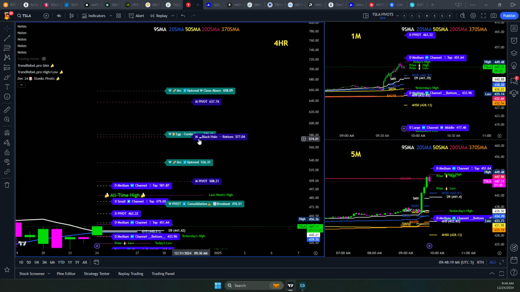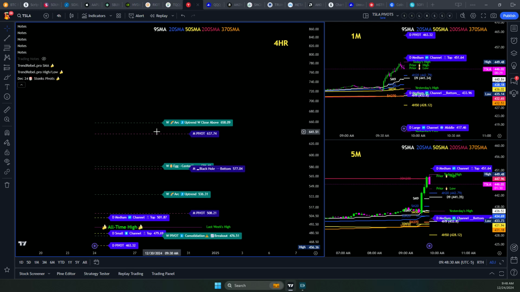Here we have a monthly black hole bottom. So there's another black hole up here. This is the bottom of it. It's on a monthly pivot as well, which is extremely important. And that's it here. So this is an arc uptrend.